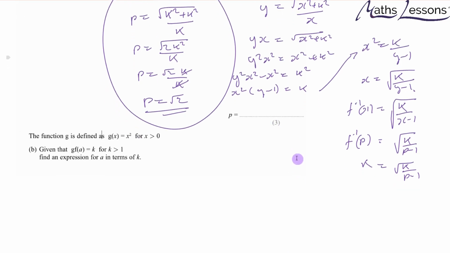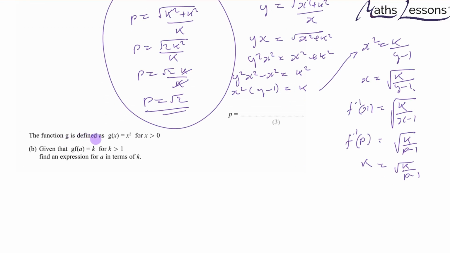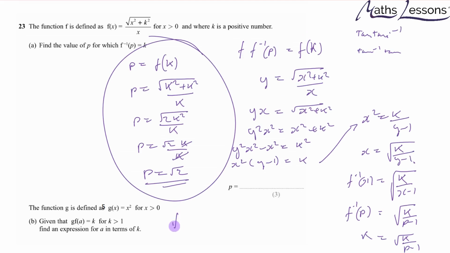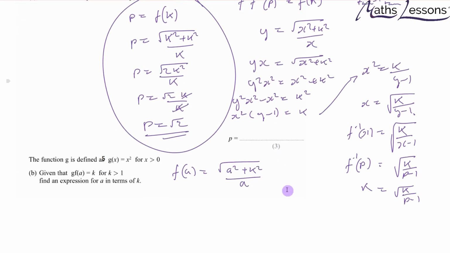Anyway, we're now given that function g is defined as g of x equals x squared. Given g f of a equals k, find an expression for a in terms of k. So for g f of a, we know f of a, I'm just going to scroll up to get it. So f of a will equal a everywhere there's an x. So we've got the square root of a squared plus k squared over a. And then we want to do g of that.